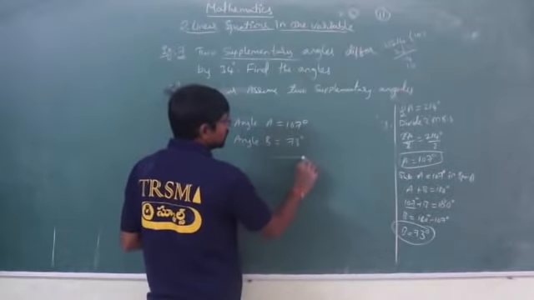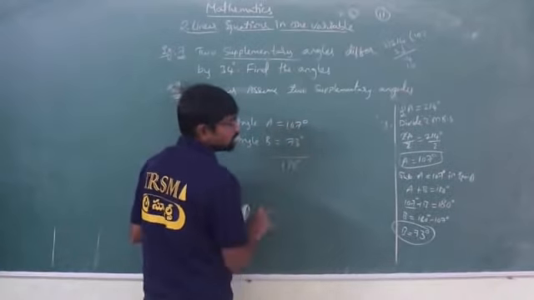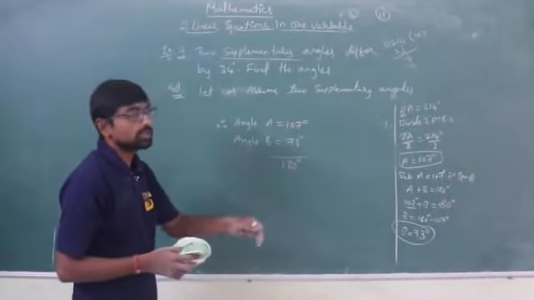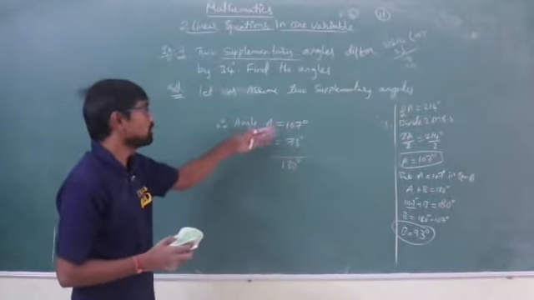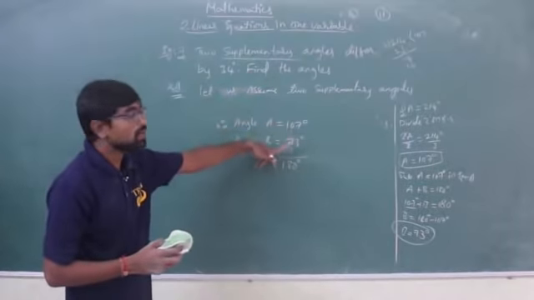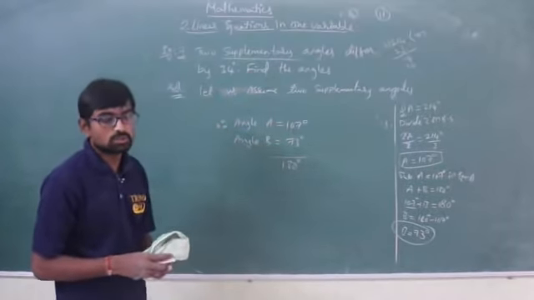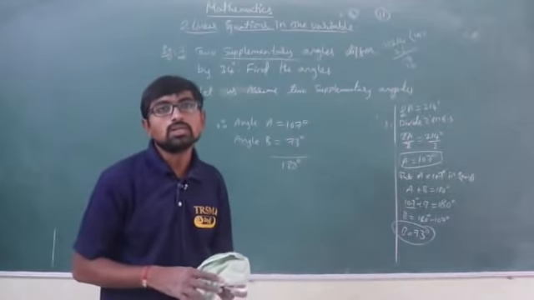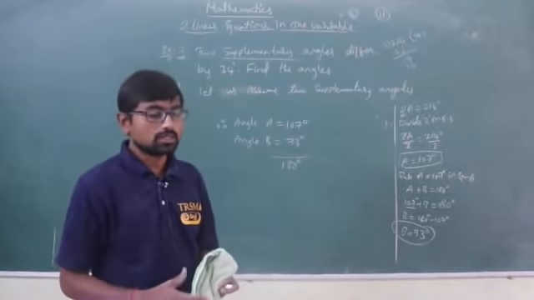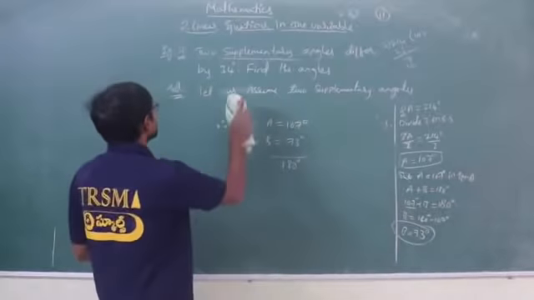So if you add these both, again you will be getting 180 degrees, isn't it? So these are the supplementary angles. Therefore the two supplementary angles are 107 and 73 degrees. So this is how you can find the value of the given angles. Okay, so hope you all understood, isn't it?